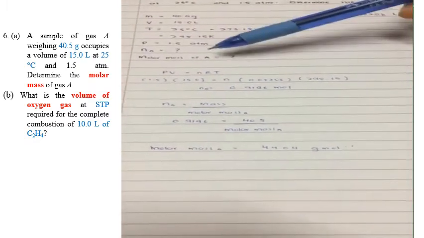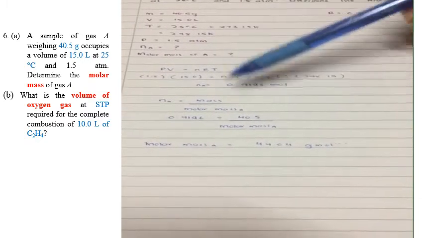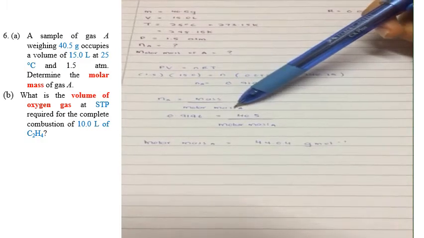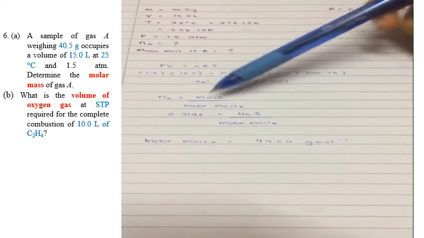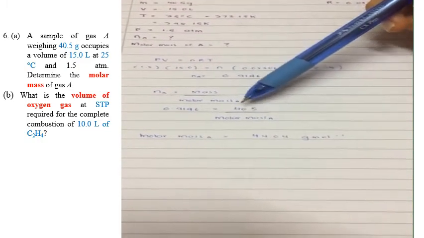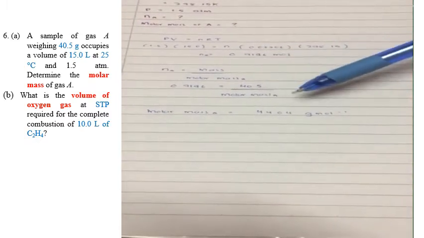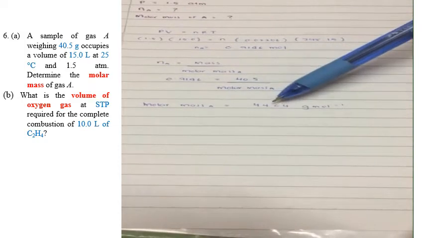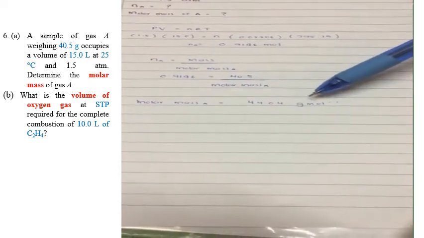So to find the molar mass of gas A, the formula that we are going to use is n equal to mass over molar mass. Just replace the information given into this formula, and at the end of the working, we are going to get molar mass of gas A equal to 44.04 g mol^-1.